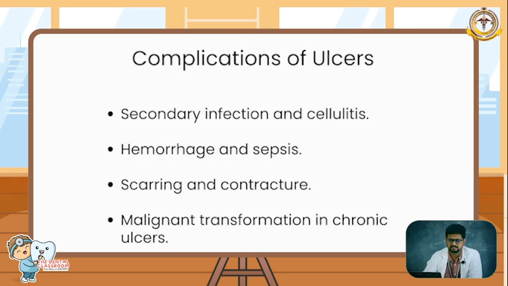So complications of an ulcer: if the ulcer is not treated in appropriate time, what are the possibilities? There can be secondary infection, and cellulitis can also occur. Hemorrhage and sepsis, scarring and contractions, and malignant transformation in chronic ulcers.